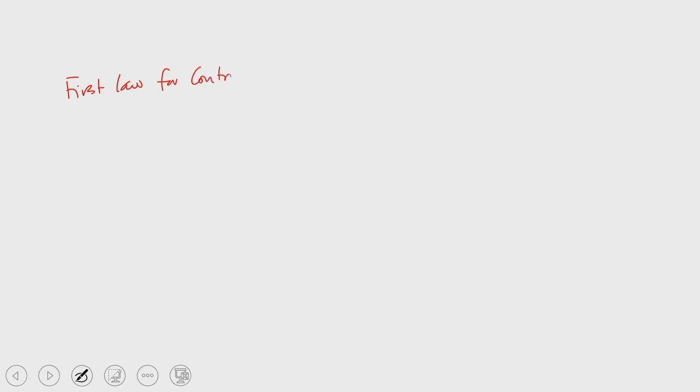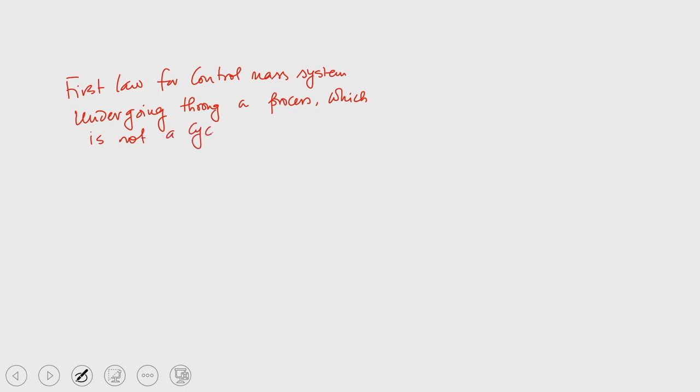So, fine. Now, we are discussing the first law for a control mass system undergoing a process which is not a cyclic process. Essentially our objective is to derive the equation when the process is not cyclic. In other words, we shall make an effort to establish the first law for the control mass system when the process is any generic process.